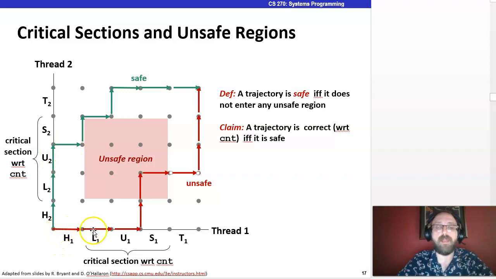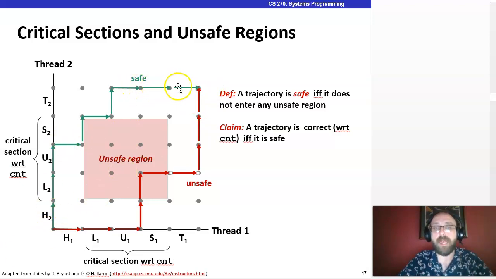So for example, in this red trajectory, which is unsafe, thread 1 loads the variable, it updates the variable, and before it gets a chance to store it back, thread 2 loads the variable. Now we're inside this unsafe region. Thread 1 loaded the variable as 0. Thread 2 also just loaded it as 0 because thread 1 hasn't stored it again. And now thread 1 gets a chance to store it, stores the value 1. Thread 2 increments that 0 to get 1 and stores it, also storing 1. And we end up with the value 1 when we get to the end.